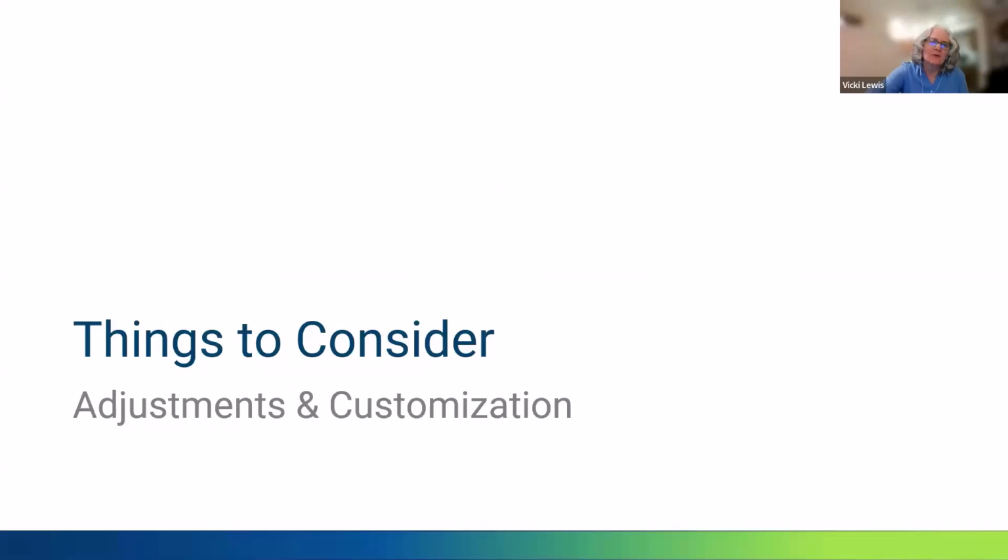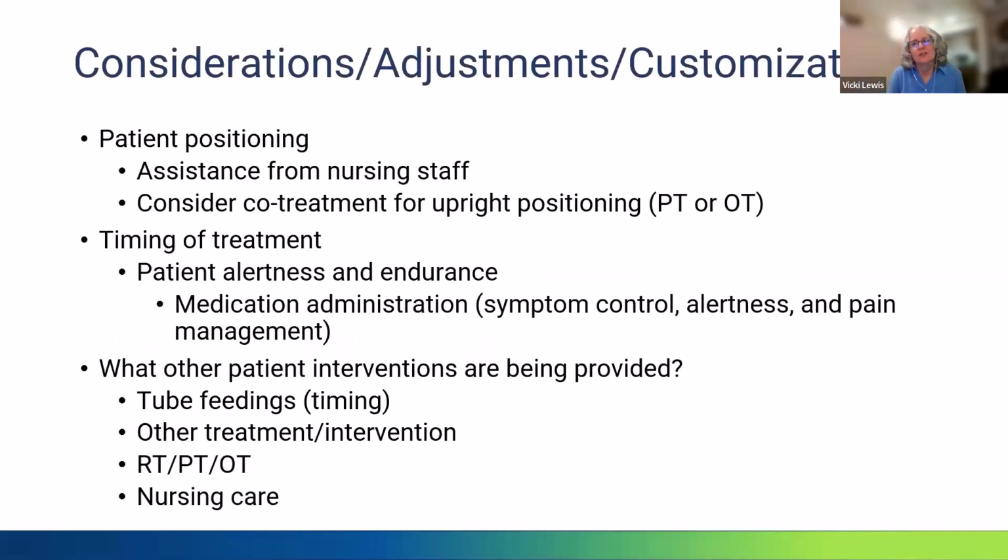Some slides that cover some things to think about. When you're doing respiratory muscle strength training, think about patient positioning. If you have a patient in a bed and their positioning is not optimal, position the patient for success. And maybe you can co-treat with PT or OT or just collaborate with nursing.